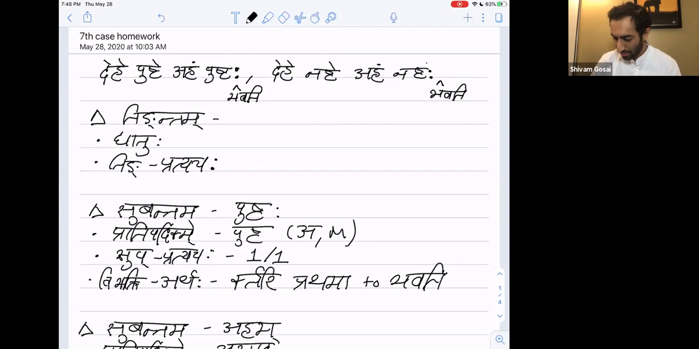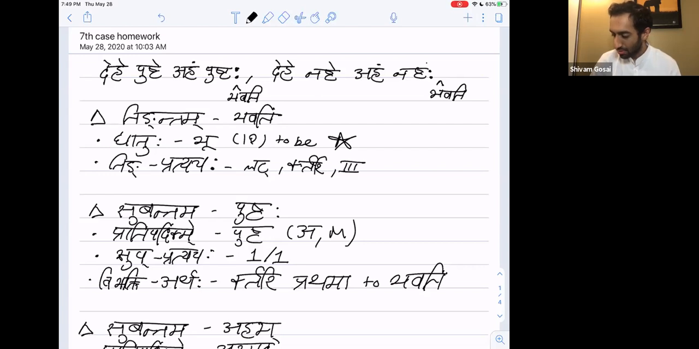So I'm going to put the tinganta padam is bhavati. Dhatuhu bhu dhatu, 1p, to be. This is something to memorize, to know. Bhu is always very common. Ting pratyaya, sorry, let me do the whole thing. Let me not take a shortcut. This is lat lakaraha. This is kartari prayogaha. This is pratama purusha ekavachanam, third one.